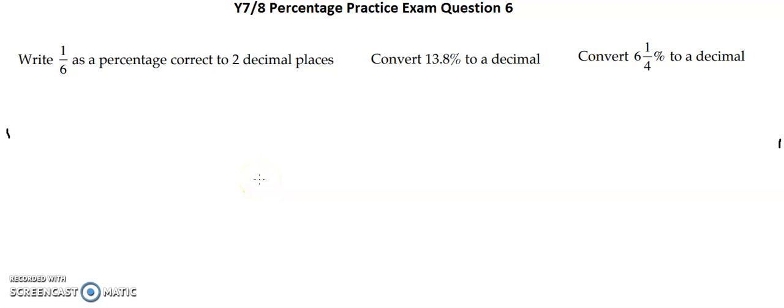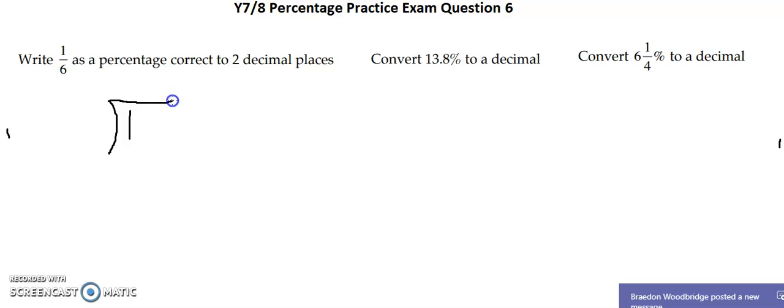Year 7 and 8 Percentage Practice Exam Question 6. Write 1/6 as a percentage correct to 2 decimal places. When we are converting a fraction to a percentage, we first need to get it into a decimal. So the first thing I'm going to do is write it as a division equation. The fraction line means we are dividing. So it's 1 divided by 6.